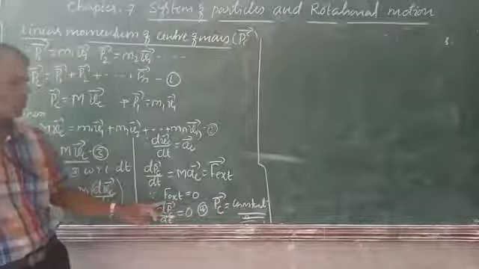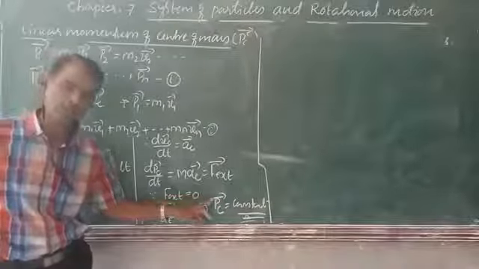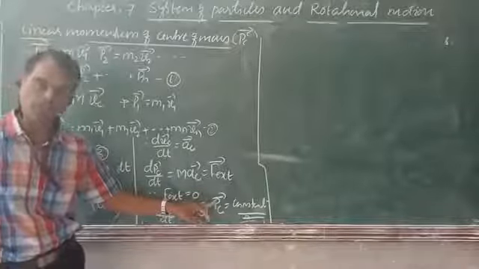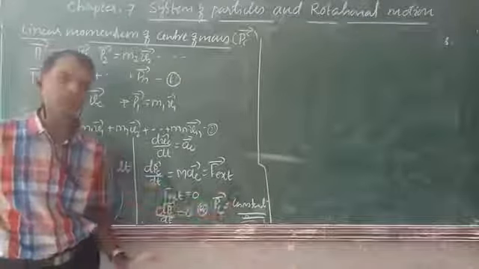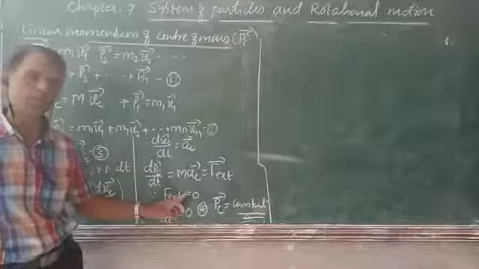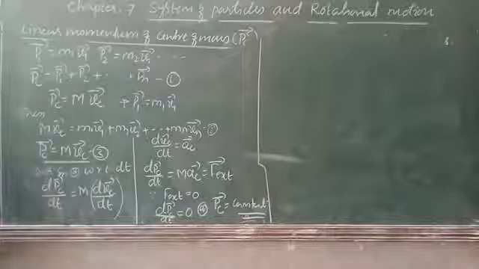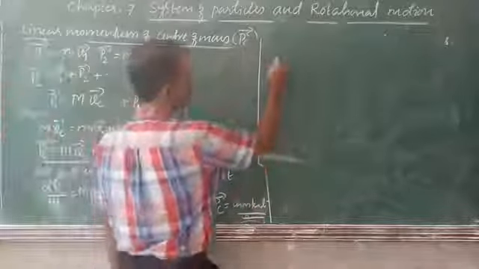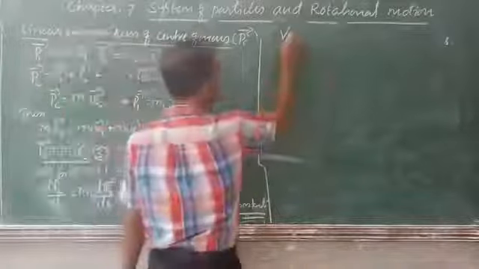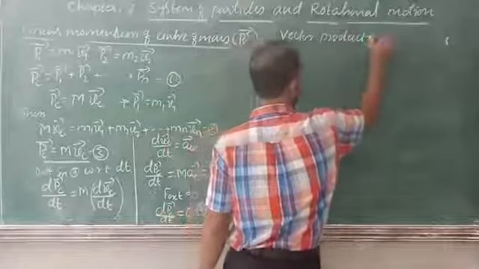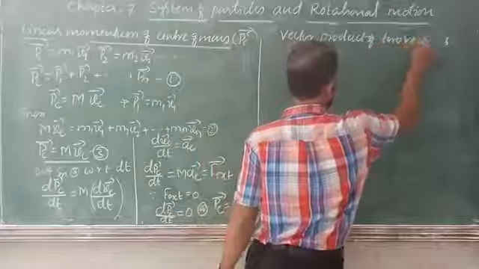It says that when no external force acts on the system of particles, the linear momentum of center of mass remains constant, with all the particles moving with a constant velocity because no external force acts on the system of particles. So this is about linear momentum of center of mass. Now we shall move to the vector product of two vectors.